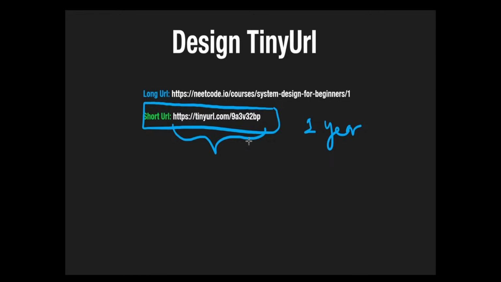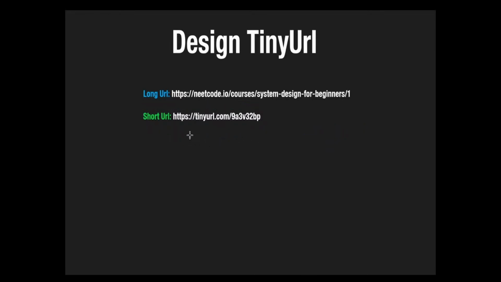Now, a last clarifying question would be to ask, what would happen if multiple users had the exact same long URL and they were trying to map it to a short URL? Should it always map to the same short URL? I mean, what difference would it make if a user is trying to shorten a URL, but there's already a shortened version of that? Why not just give them the same short URL?